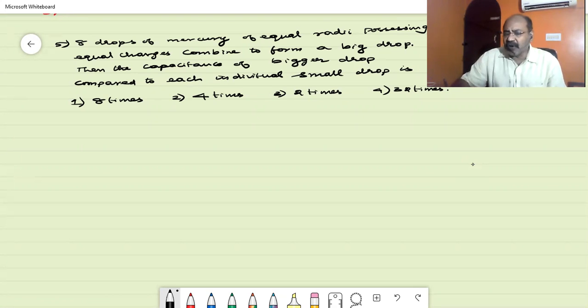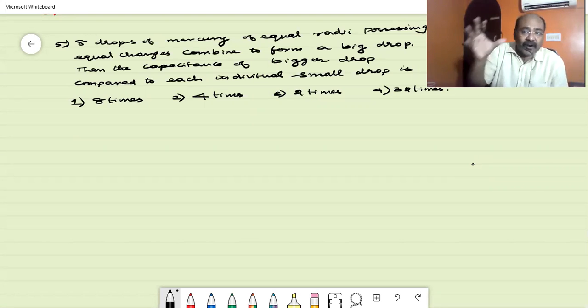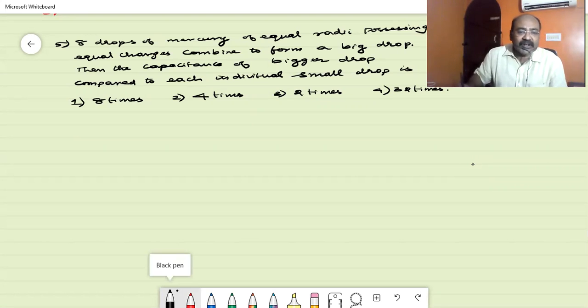8 drops of mercury of equal radii possessing equal charges combine to form a bigger drop. Then the capacitance of the bigger drop compared to each individual small drop is. So if that is the case, we can consider like this. The volume of 8 drops combined together is equal to the volume of the bigger drop. So let us take the solution like this.